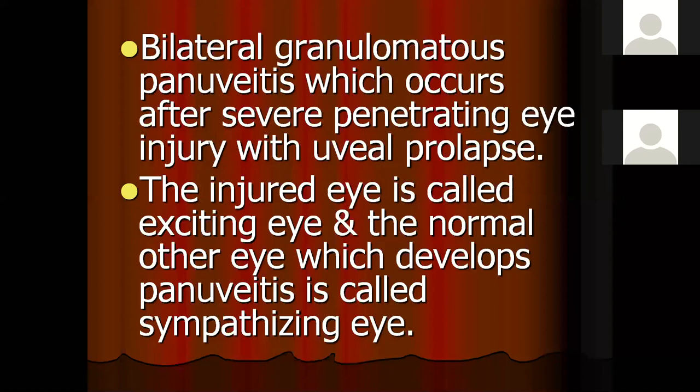So if there is a history of penetrating eye injury with uveal prolapse, you must be careful that this patient might develop sympathetic ophthalmitis. The injured eye is called the exciting eye, and the normal eye which develops pan uveitis is called the sympathizing eye.